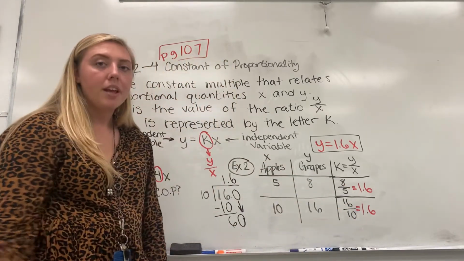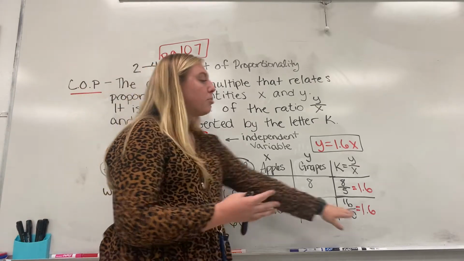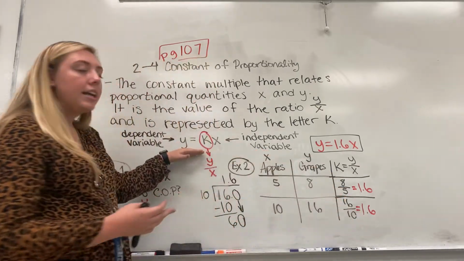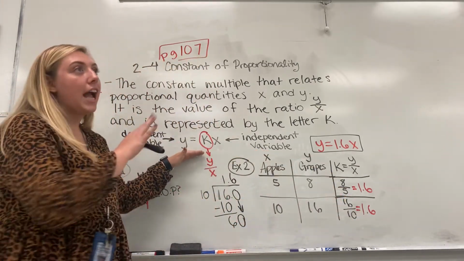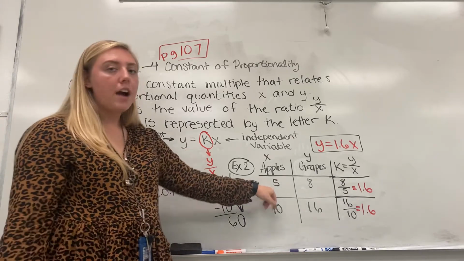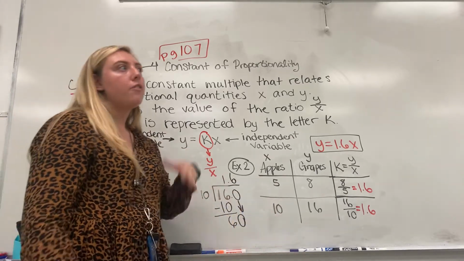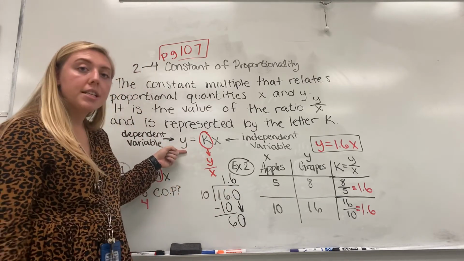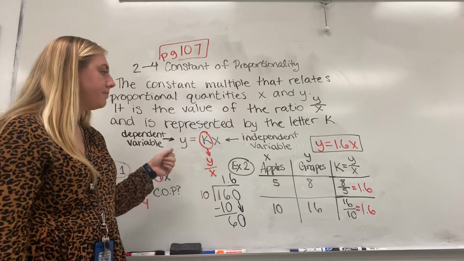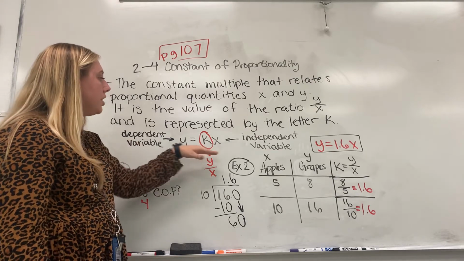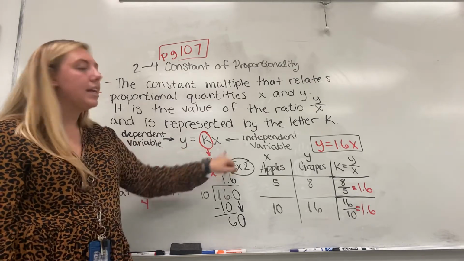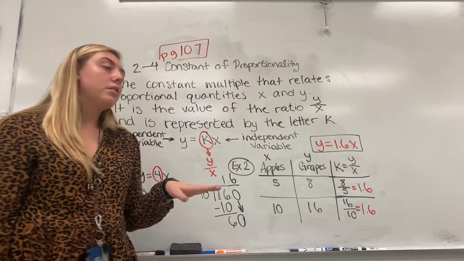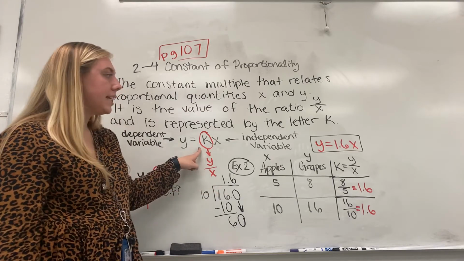Now that I have my constant of proportionality, I can write my y equals kx equation for any scenario. So not just for 5 apples or 10 apples, but for 1 apple, 100 apples, 20 apples. I can write an equation that's going to represent all of those scenarios. When I write this equation, I'm going to keep my variables y and x the same. We're going to leave those alone. The only one we're going to change is this k.